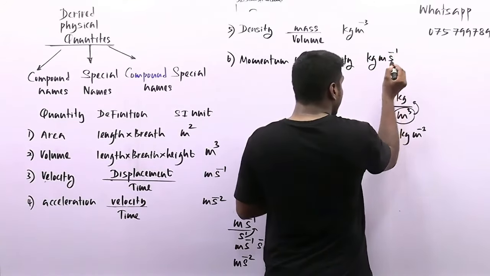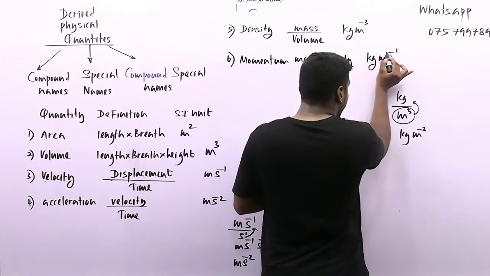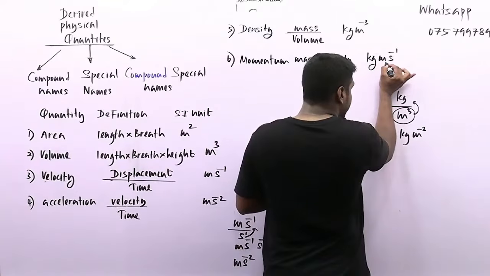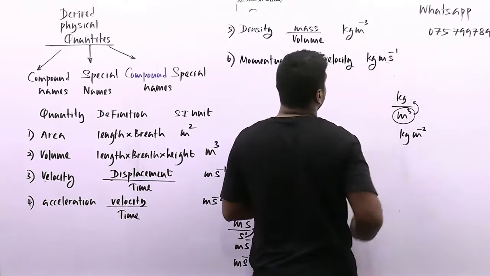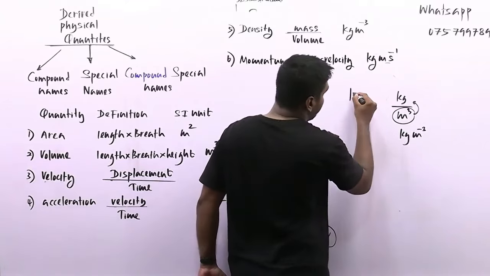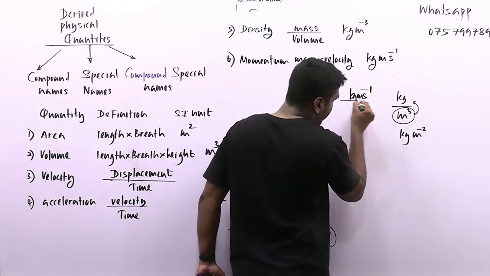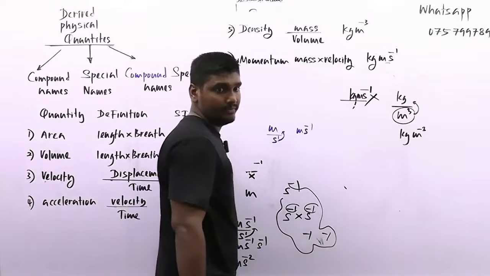See, I have maintained a kind of gap between kg, a base unit, meter, a base unit, and again a gap between meter and second. Don't write like this, kg, m, s, minus 1. Don't write like this, they don't give marks.